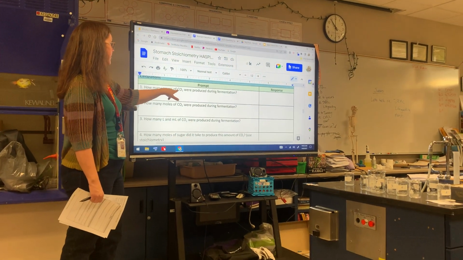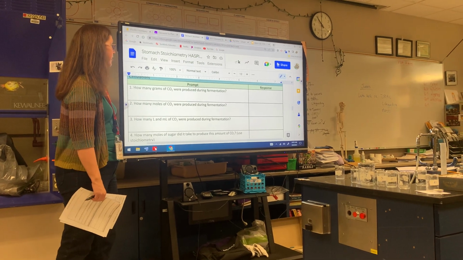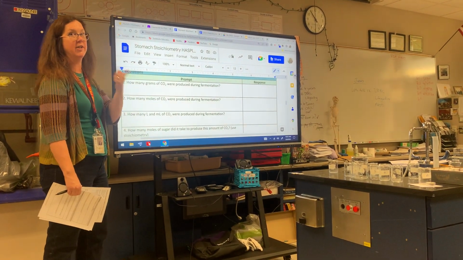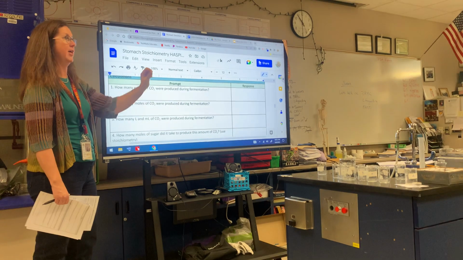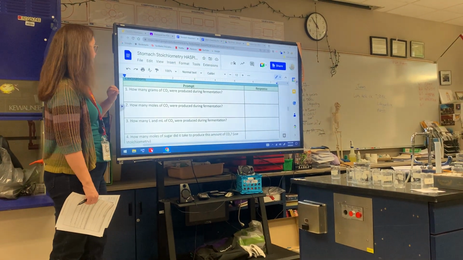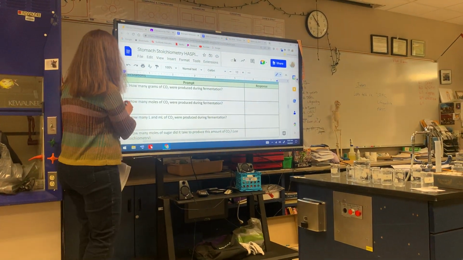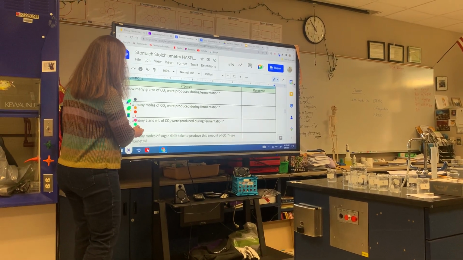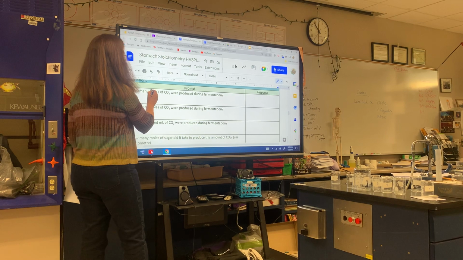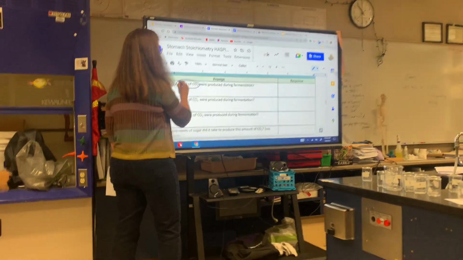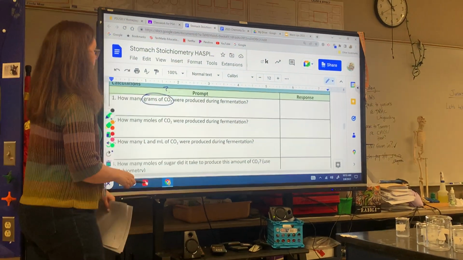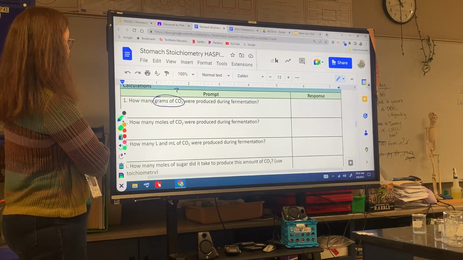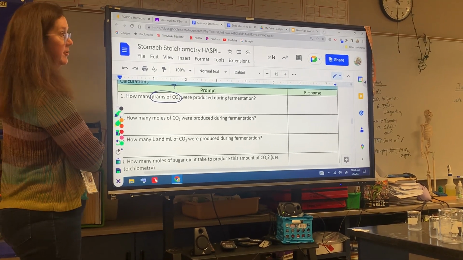How many grams of CO2 were produced during fermentation? Fermentation is just the chemical reaction that was happening. All right, so how many grams of CO2? Now if I start writing up here, I'm going to have to go back and forth. This is what we don't know. Okay, how are we going to figure that out?